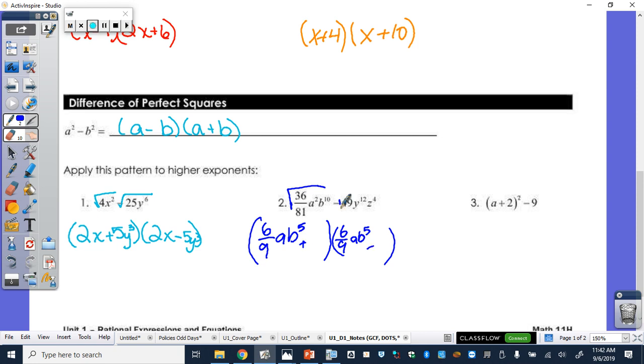So then square root of the second part. 7y to the 6th, z to the second. 7y to the 6th, z squared.